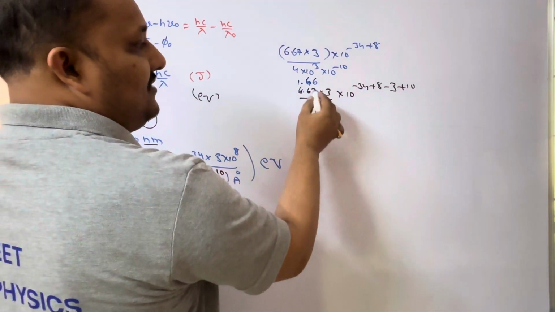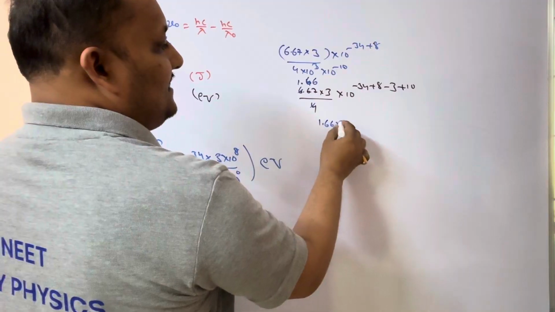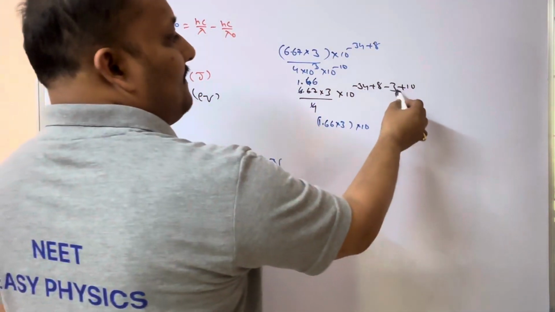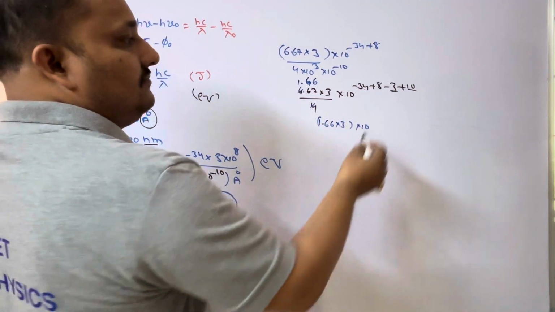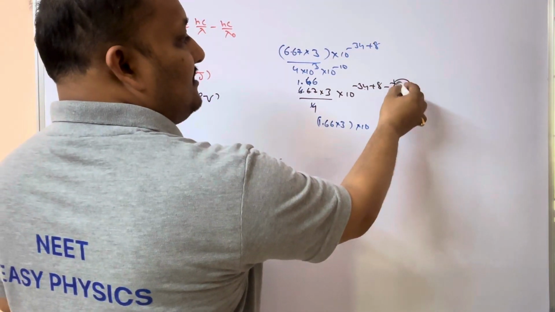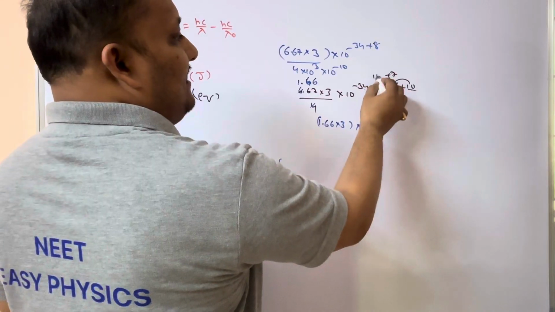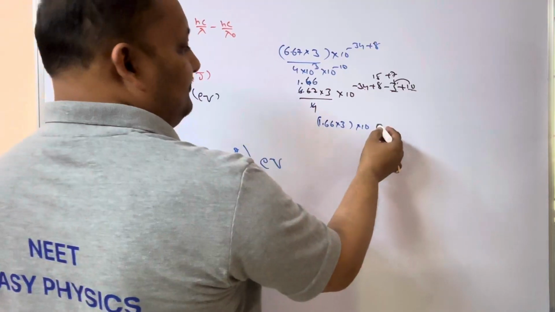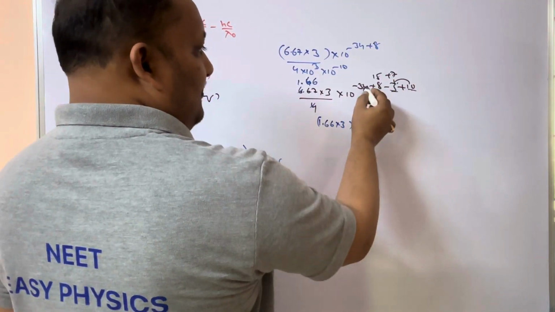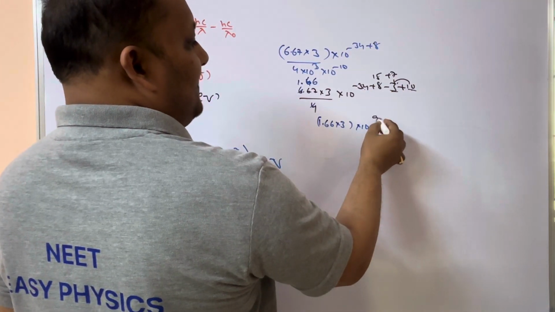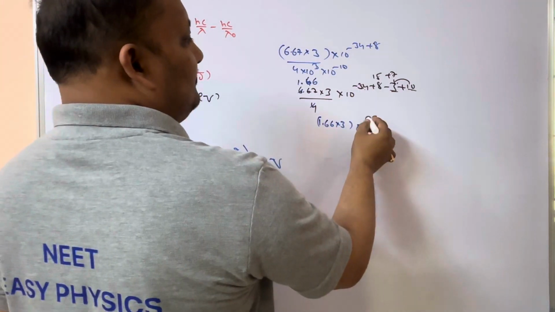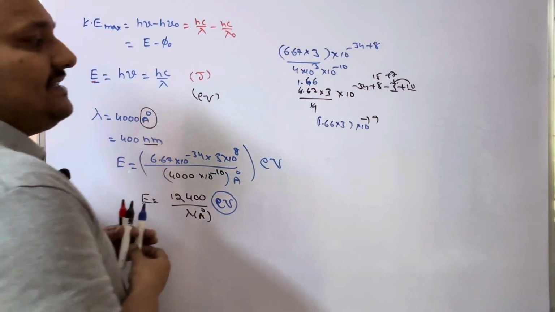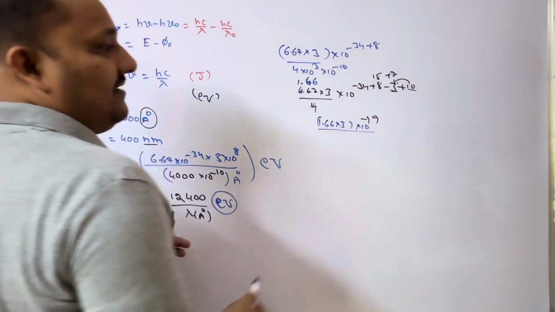So 1.66 into 3. For the power of 10, minus 3 plus 10, sorry, this is going to be plus 7. 8 plus 7, 15. Minus 34 plus 15, how much? 14 minus 5 is 9, 2 minus 1 is 1. So 10 power minus 19. This one you got nearly, correct?